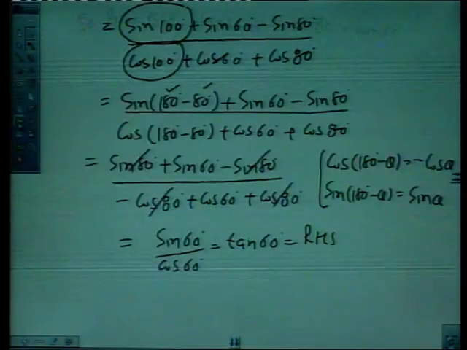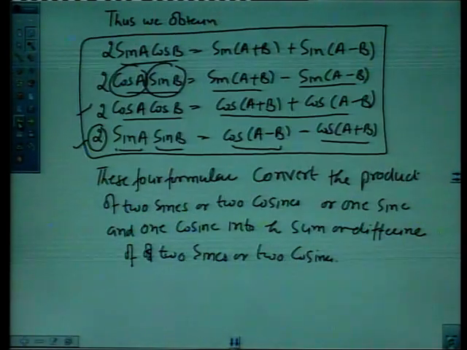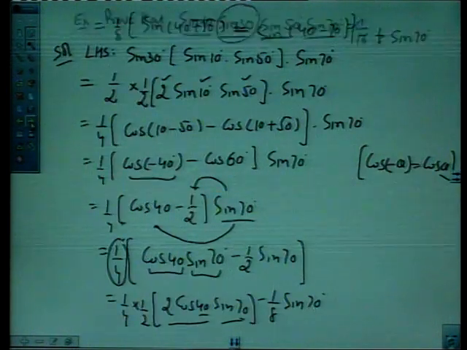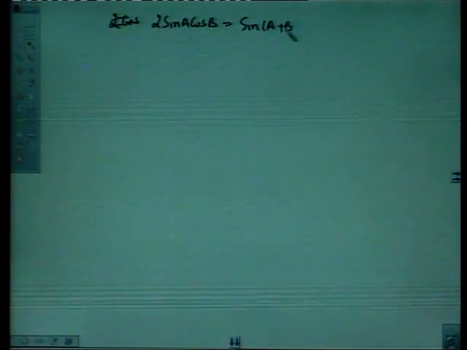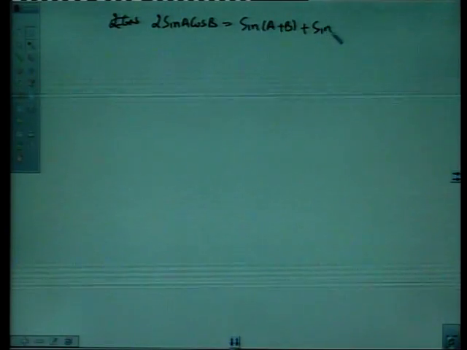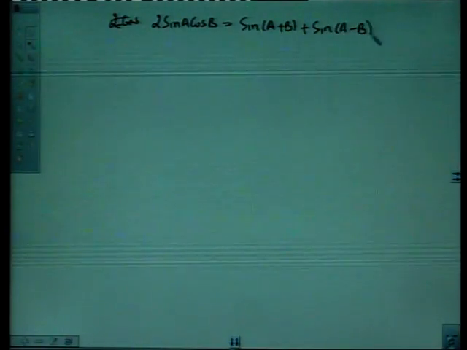So, keep in mind, what we have, again I am writing these four formulas again. So the first formula was 2 sin A cos B. The formula was sin(A plus B) plus sin(A minus B). Call this equation number 1.